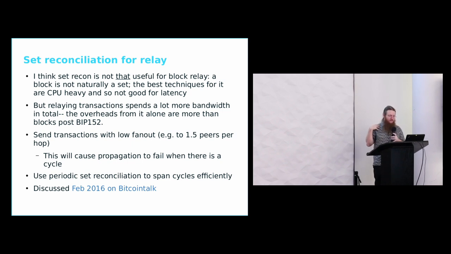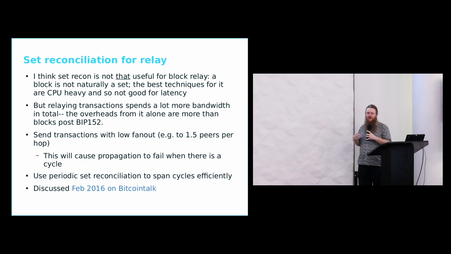Another thing that I've been working on, and have an implementation almost done for, is an idea that I call template delta compression. The big cost in set reconciliation for ordinary blocks is sending the order of transactions, sending the permutation.